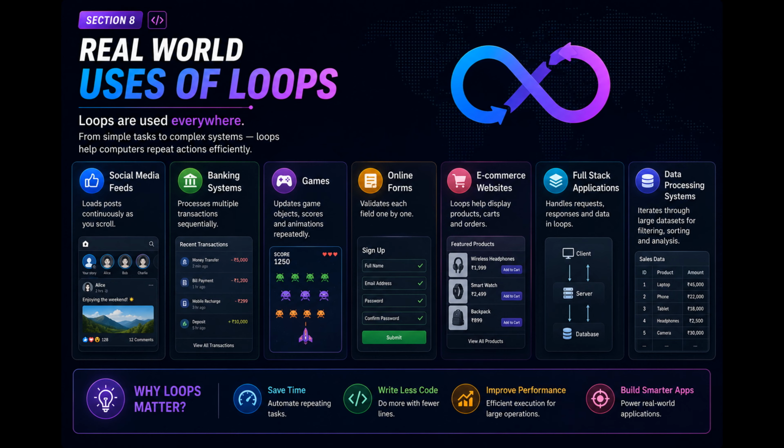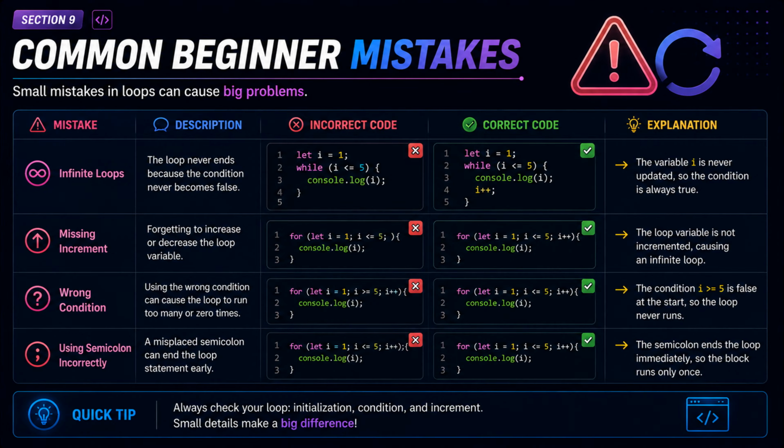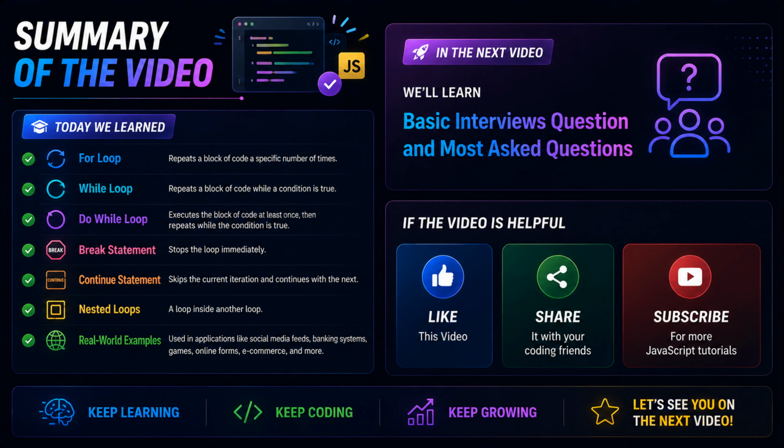Section 8, real-world uses of loops. Loops are used everywhere: social media feeds, banking systems, games, online forms, e-commerce websites, full-stack applications, and data processing systems. Section 9, common beginner mistakes: infinite loops, missing increment, wrong condition, and using a semicolon incorrectly.